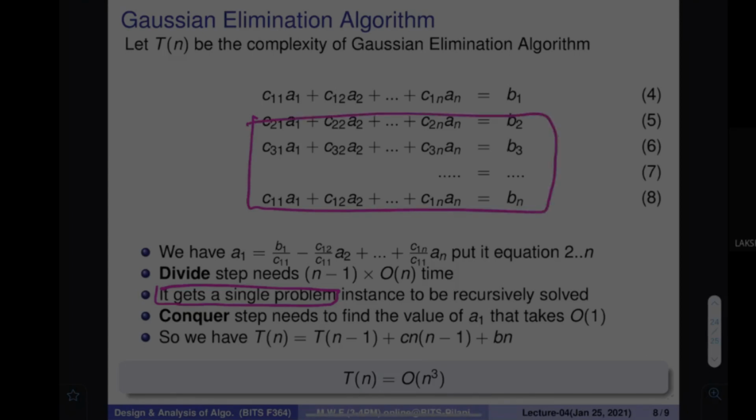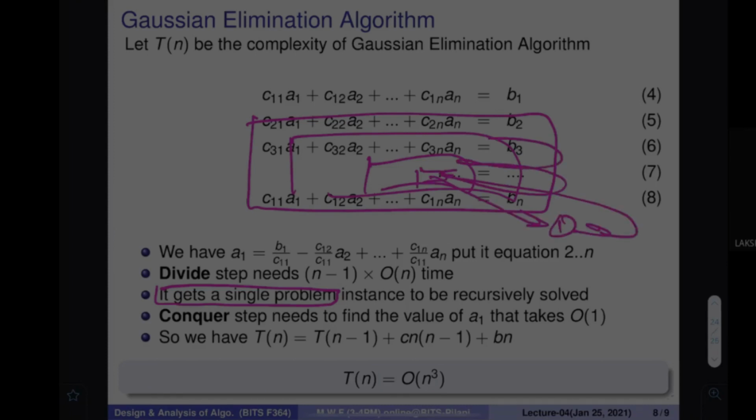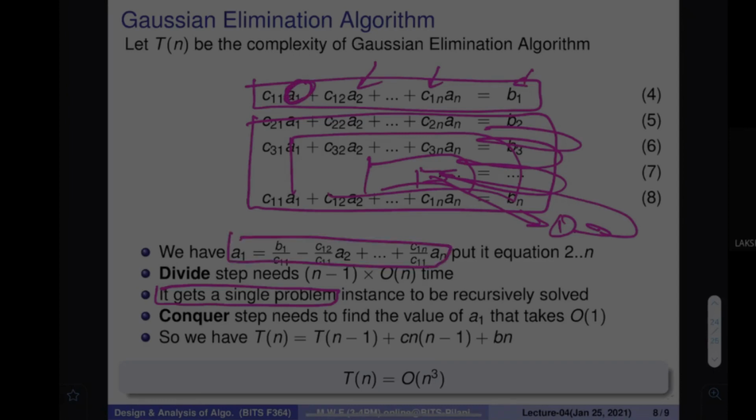Then the conquer step comes. What does the conquer step do? After doing this on the smaller problem, at the end you get only a single variable. You can get its value, plug it in here, here, here, and then come up, and all the other variables have their values. Then you can find the value of a1 by using the same formula that you have put over there. So how much time would it take? By putting all these values, again order of n time.